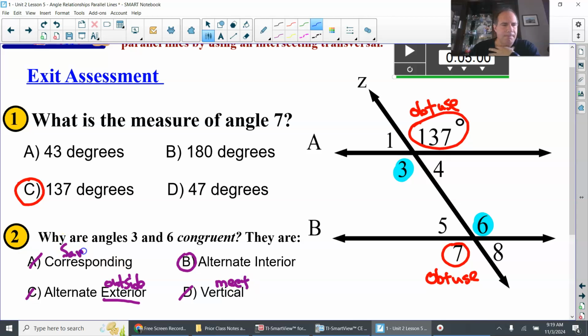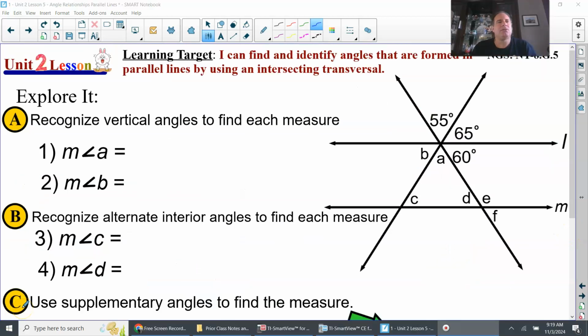For that one. And that was the exit assessment. Taking a look at this Explore, that was the exit assessment, but we're going to go a little bit further. The measure of angle A. Angle A is right directly across from the 55 degrees, so those are vertical angles. So we're going to put 55 degrees here.